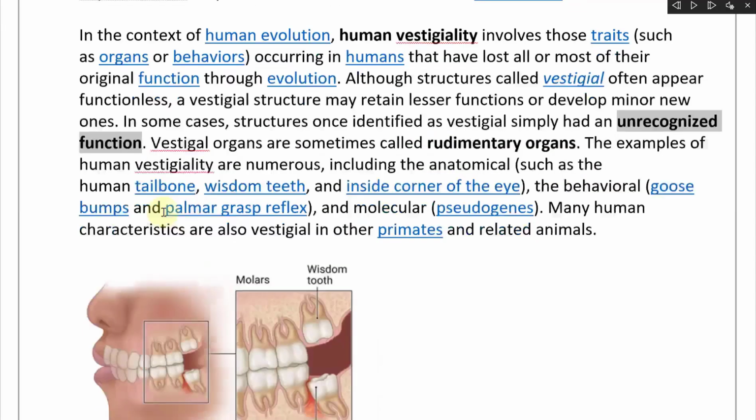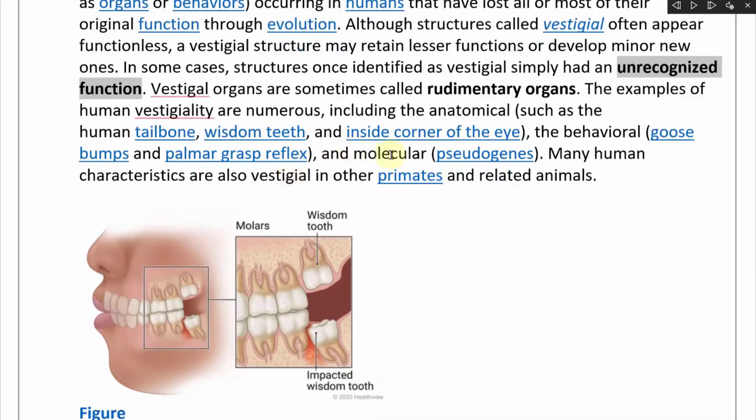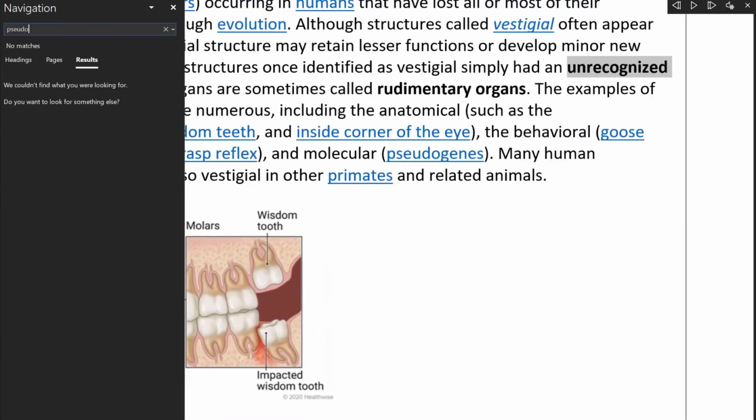The examples of human vestigiality are numerous, including the anatomical, such as the human tailbone, wisdom teeth, and inside corner of the eye; the behavioral, such as goosebumps and the Palmar grasp reflex; and the molecular, the pseudogenes, which we went over earlier. Let's have a gander at the pseudogenes right here.